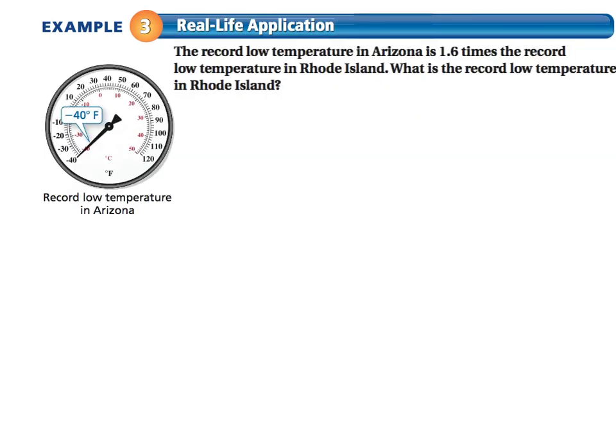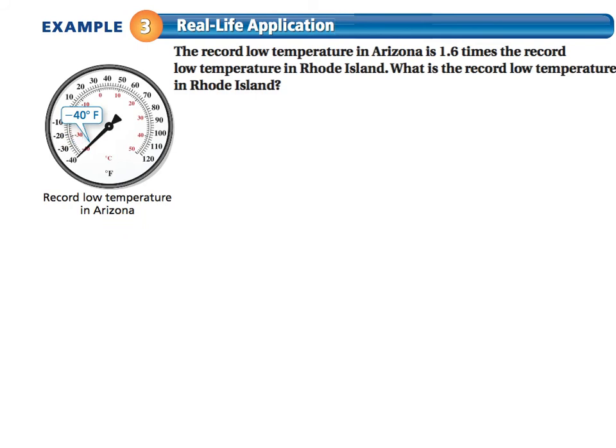All right, example number 3. This is our last example. Please write this down. In example number 3, real life application. The record low temperature in Arizona is 1 6/10 times the record low temperature in Rhode Island. What is the record low temperature in Rhode Island? And right here it says the record low temperature in Arizona is negative 40.